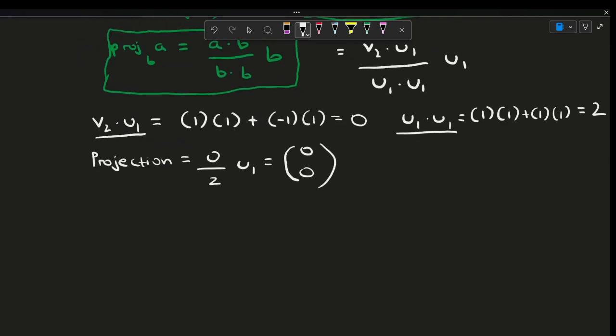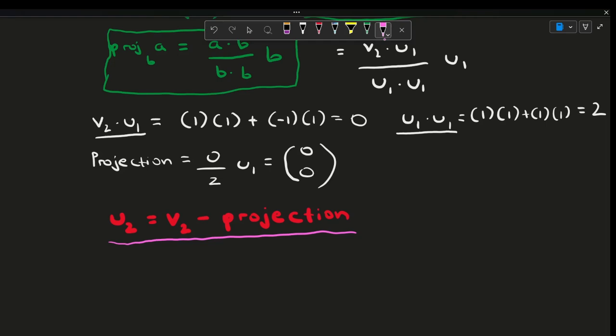Now, finally, our last step is u2 is equal to v2 minus the projection. This is our final step. If you're wondering why we're doing this step right here, u2 equals v2 minus projection, let me explain it right now.